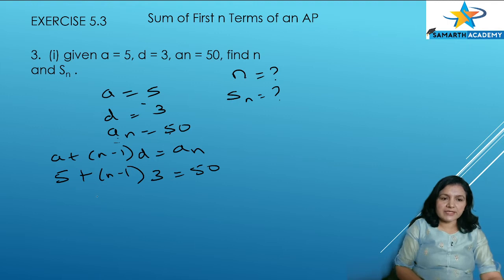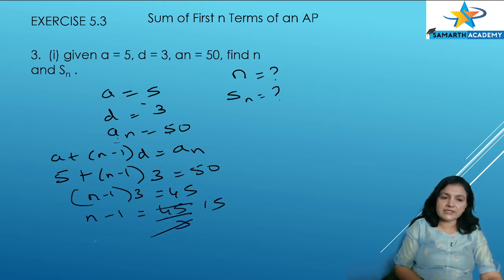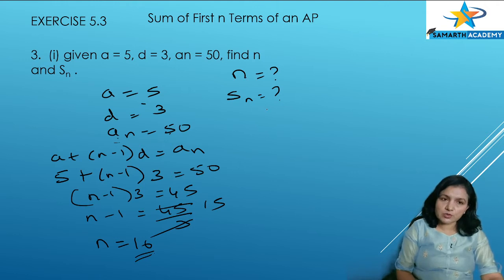So send 5 that side. n minus 1 into 3 is equal to 45. n minus 1 is equal to 45 by 3. 3 fives are 15. Send 1 that side. n is equal to 15 plus 1, which is 16. Now we have got the number of terms is equal to 16.